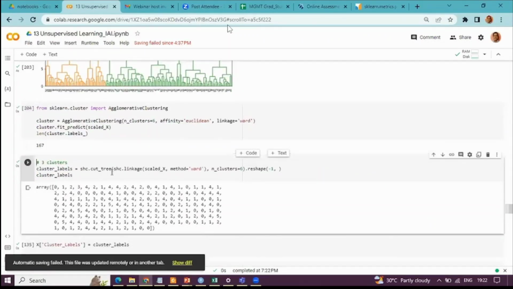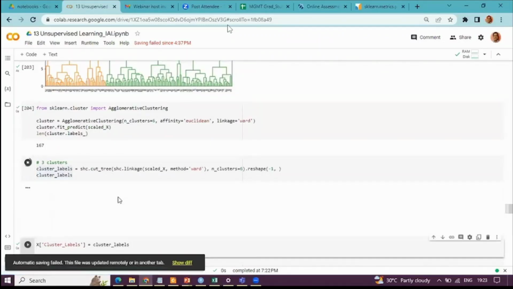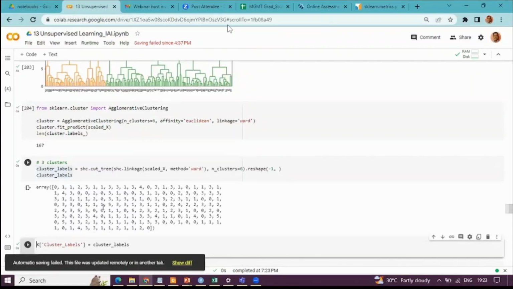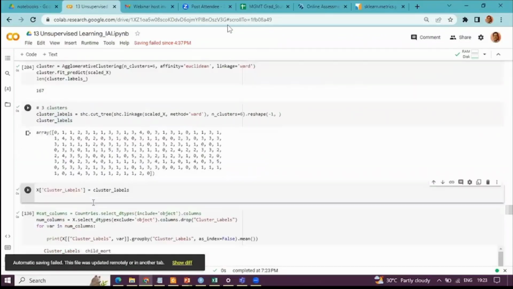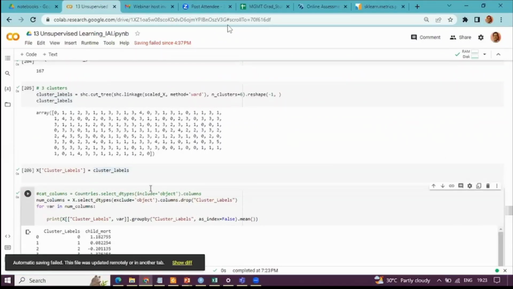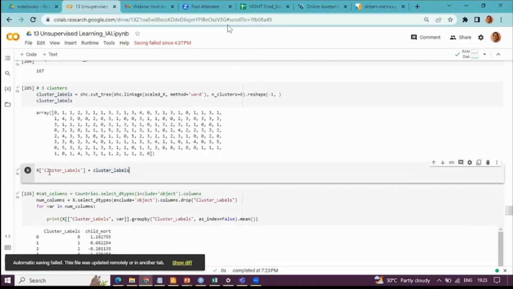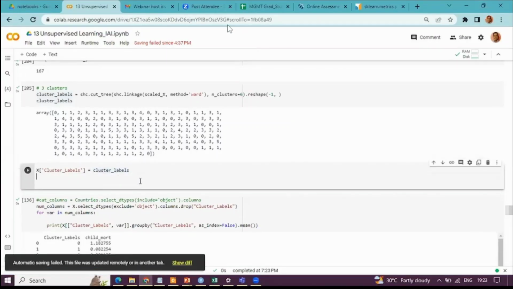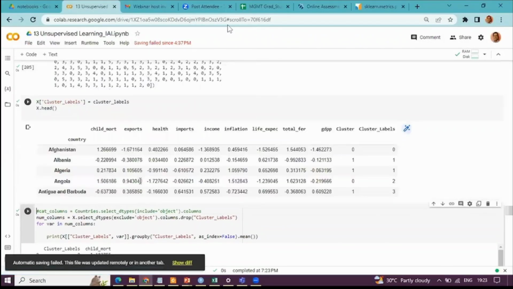And you can very well look at the different countries. Now you can say which country is going to which cluster. Probably let us see. We'll try to print X. You could see here Afghanistan is with cluster 0. Albania and Algeria are with cluster 1.